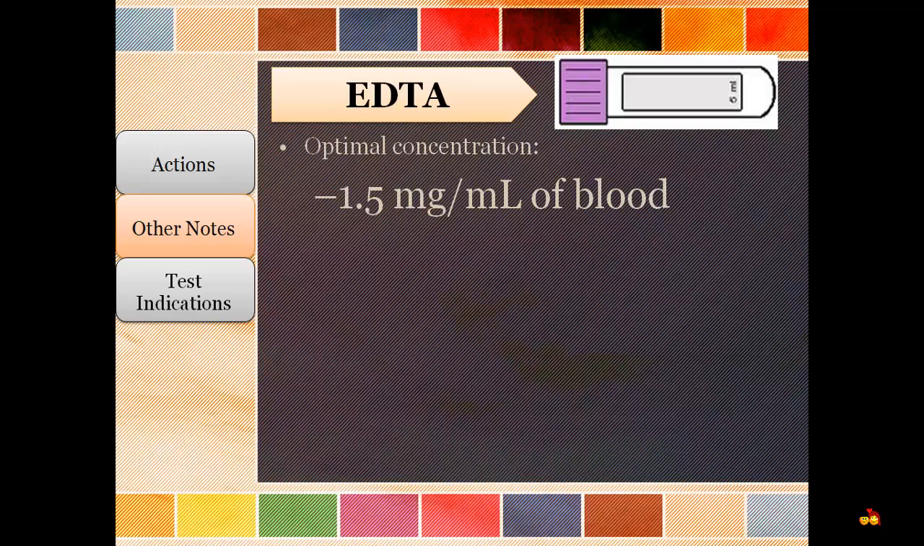So yung ating mga tube, 'di ba, yung capacity niyan is 2 ml. So, the optimal concentration is 1.5 mg per ml. Therefore, yung nasa ating mga tubes na 2 ml ang capacity, yung EDTA na laman dyan ay 3 mg. So, do not forget that the optimal concentration of our EDTA is 1.5 mg per ml of blood. Beyond that, greater than 1.5 or less than 1.5, there will be changes that will occur on our blood.